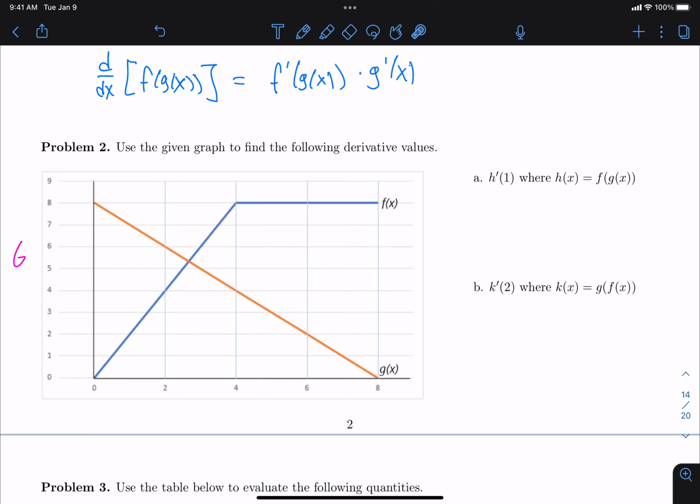So if we want to do h prime of 1, we just need to put in a 1 for all the x's, right? So you just did that. Plug 1 in and the outside was 7. You know what g of 1 is. Yeah, it's the height of the graph when x is 1, which is 7. So this is f prime of 7 times g prime of 1.